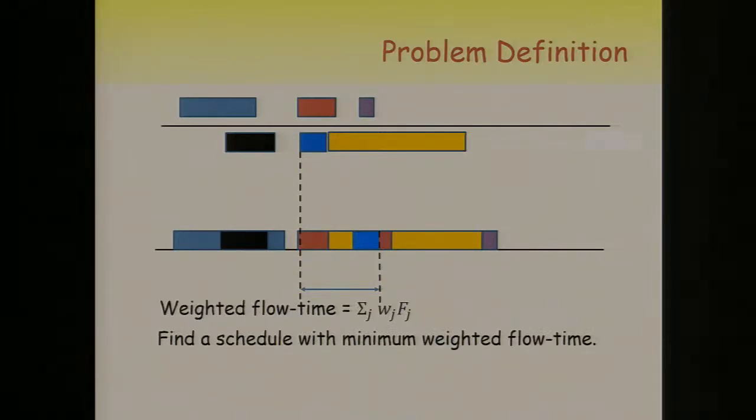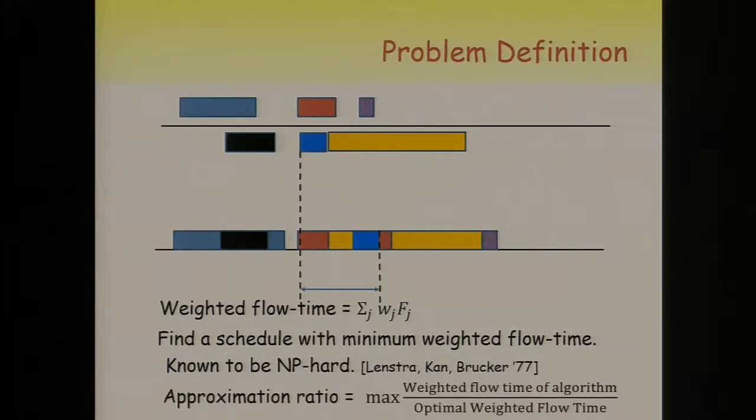So find a schedule which minimizes the total weighted flow time. This problem is a very old problem, goes back a few decades, and it's known to be NP hard. So you cannot solve this problem in polynomial time. In this talk, what we are interested in is approximation algorithms, which basically means that I want to give an efficient algorithm and measure what is called the approximation ratio, which compares my algorithm with the optimal algorithm. This ratio will be bigger than 1, and I want an algorithm for which this ratio is as small as possible.